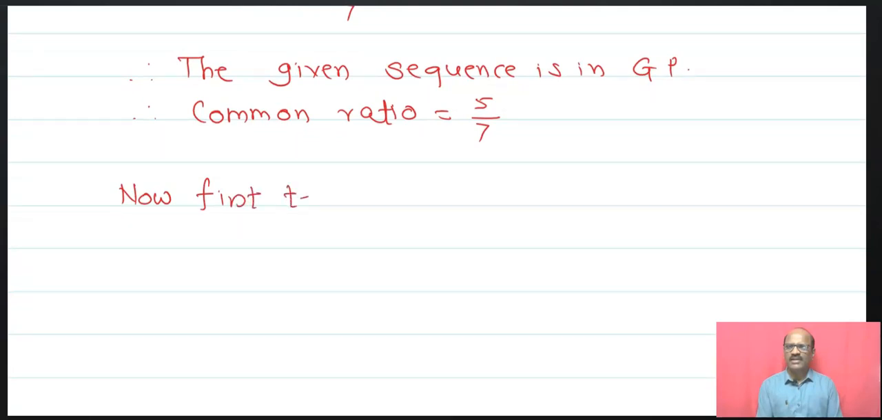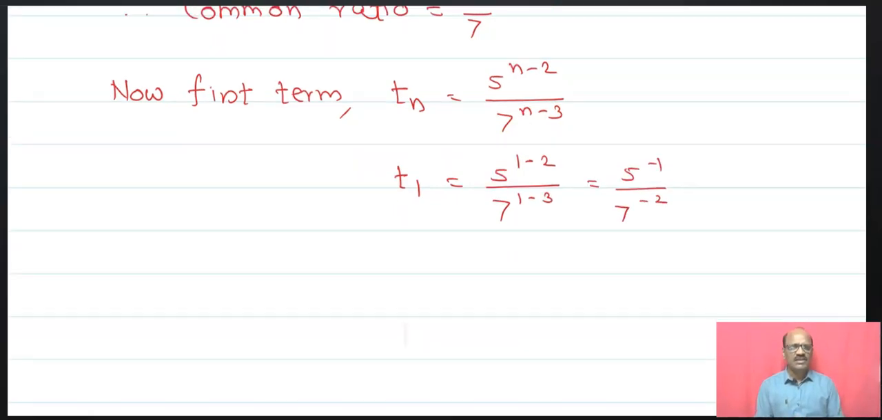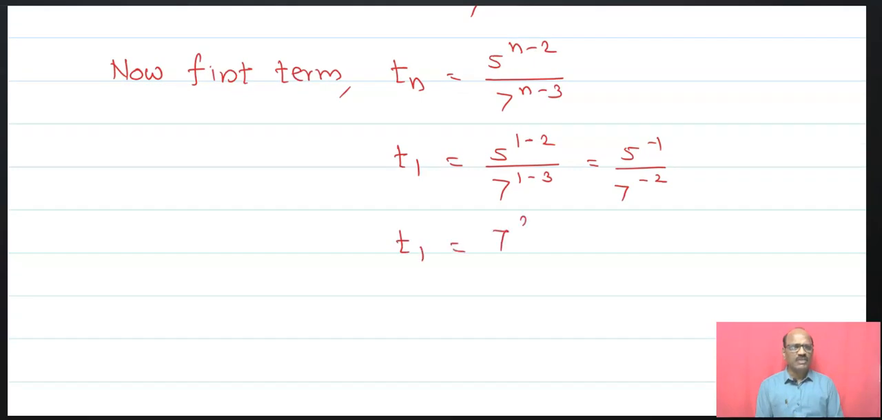Now we will find out the first term. We know that Tn is equal to 5 raised to n minus 2 upon 7 raised to n minus 3. To find the first term, we replace n by 1. That is 5 raised to 1 minus 2 upon 7 raised to 1 minus 3. Then you will get the value of T1, that is 5 raised to minus 1 upon 7 raised to minus 2.